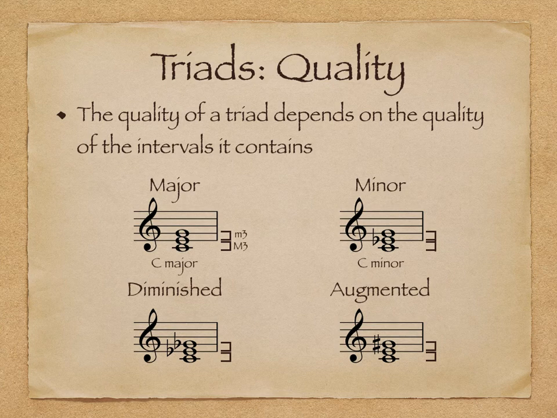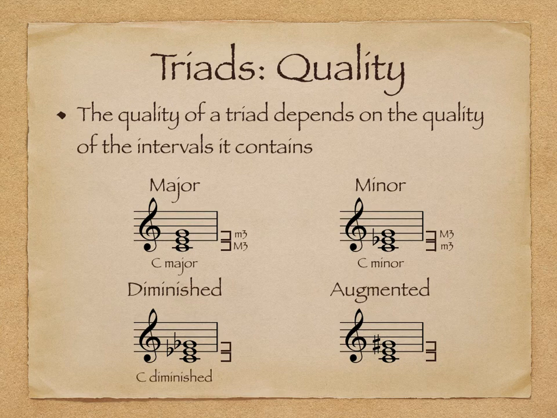The minor triad has a minor third on the bottom and a major third on the top. You can recognize this triad as the tonic triad in C minor because of these intervals. Every minor triad will have these intervals in this exact configuration.